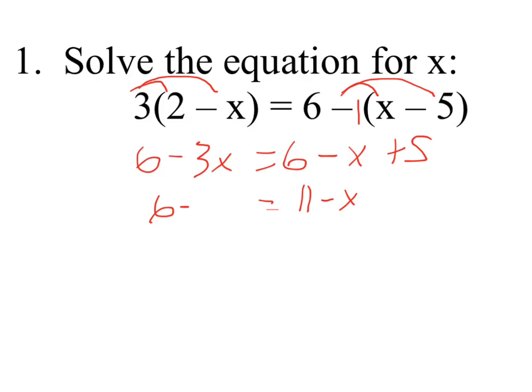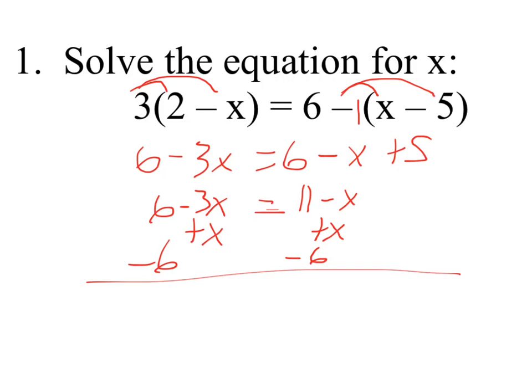On this side, so I got 6 minus 3x. I'm going to put the variables on the left side, so I'm going to add x to both sides. And while I'm at it, I'll get rid of this 6 on the left by subtracting 6 from both sides. And that'll make it so these combine here on the left, and that'll give you a negative 2x. And on the right side, the 11 and 6 minus 6 will combine to give you 5.